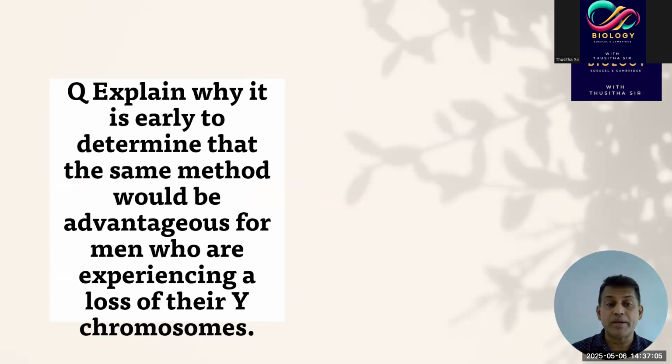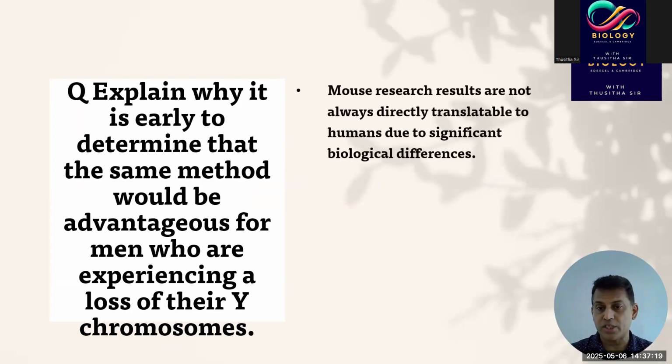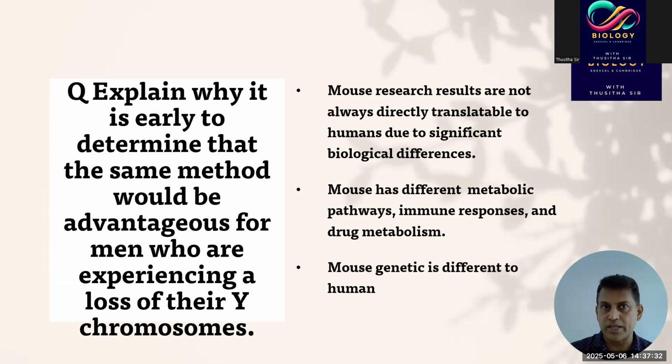Too early to determine that the same method would prevent scarring in humans. So it worked with mice. The preliminary investigation worked with mice, so why might it not work with humans? The point is mouse research results do not always directly translate to humans due to significant biological differences, such as metabolic pathways, immune response, and drug metabolism. And mouse genetics are not exactly the same as human genetics.